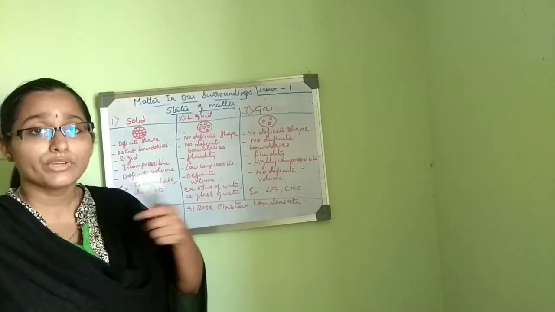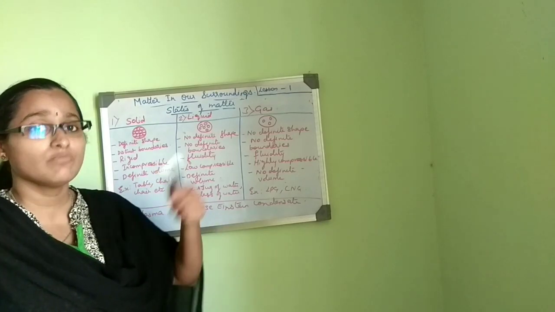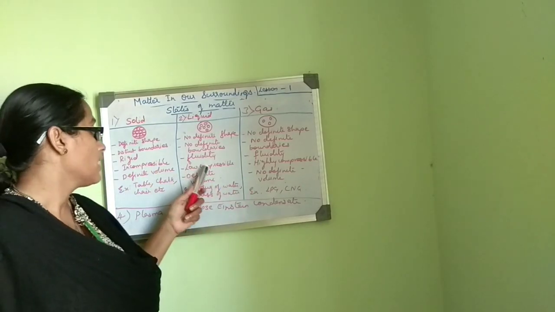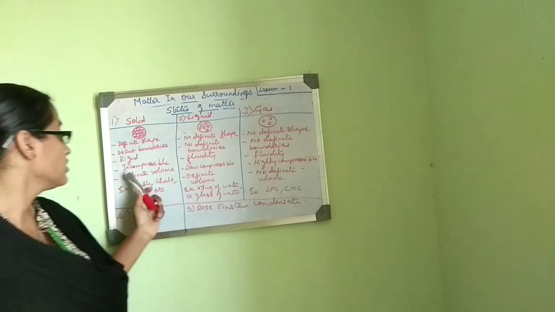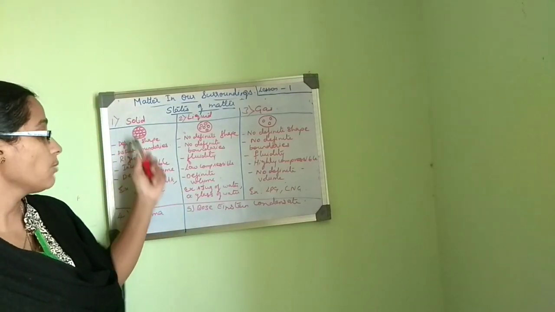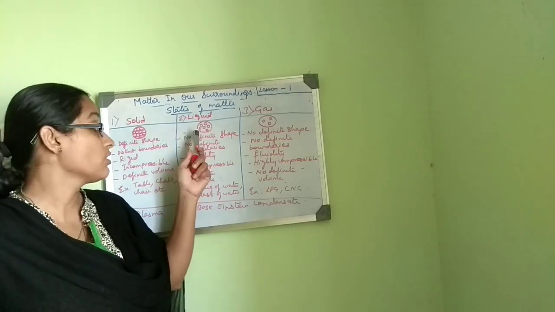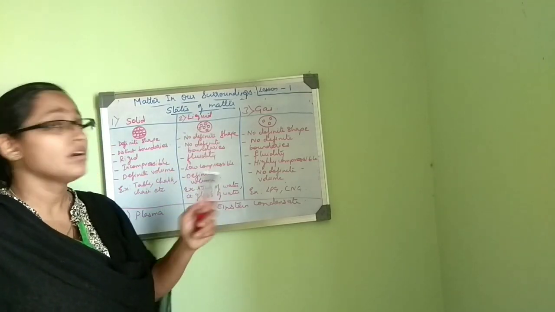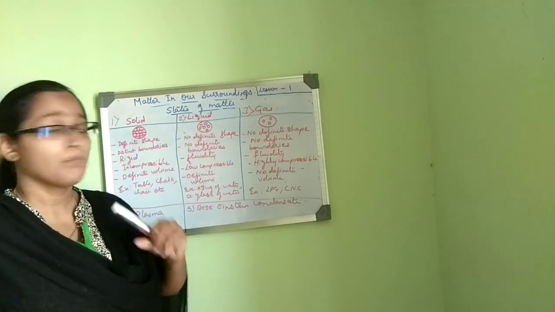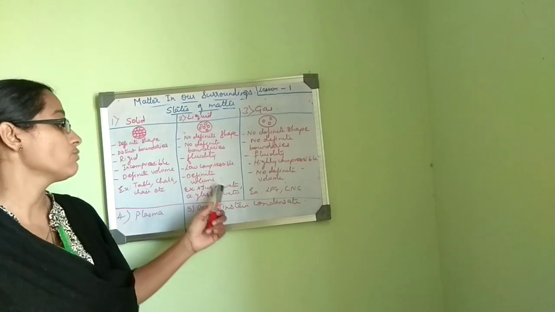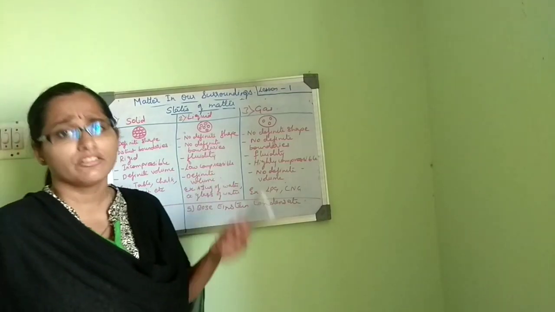Because it is fluid, they can flow, they can continuously move from one place to another, and they are low compressible. As they have a little bit of intermolecular spaces, they can be compressed a bit, and they have a definite volume. How can you say that water has a definite volume?